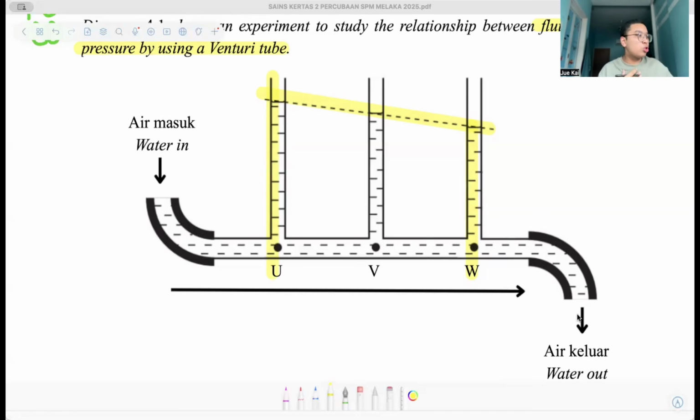Cannot teach too long, my throat is sore, you see. Yeah, the fluid pressure, you see my voice. The fluid pressure of W is the lowest. Wait, let me drink water. Okay, so cannot teach too long, maximum 1 hour. You see, got sore throat already. Yeah, the fluid pressure of W is the lowest.